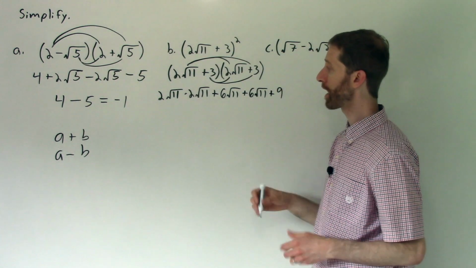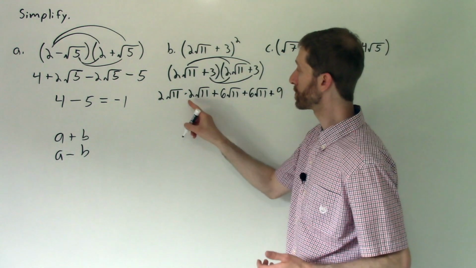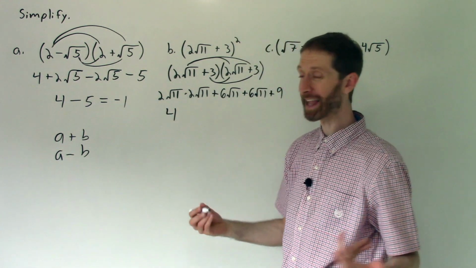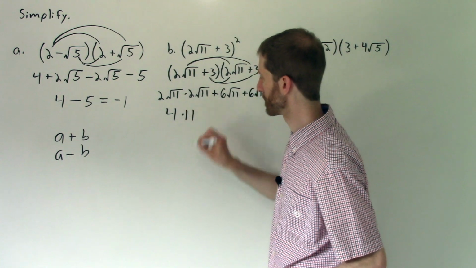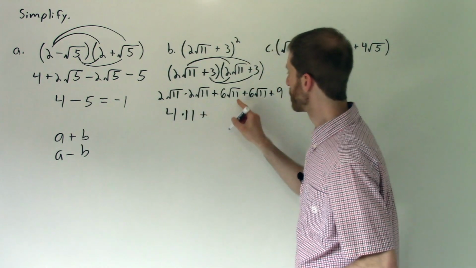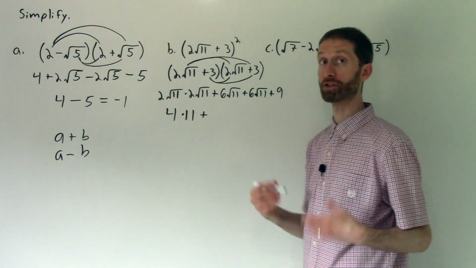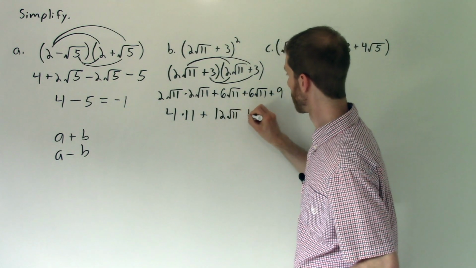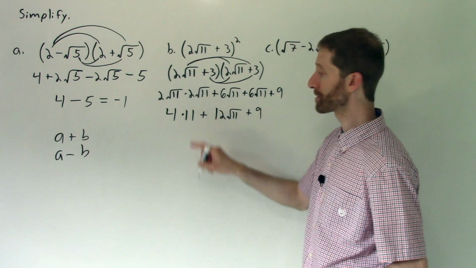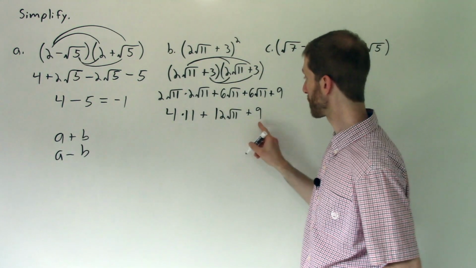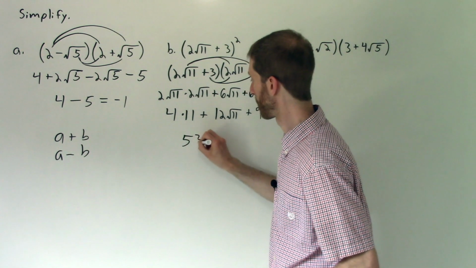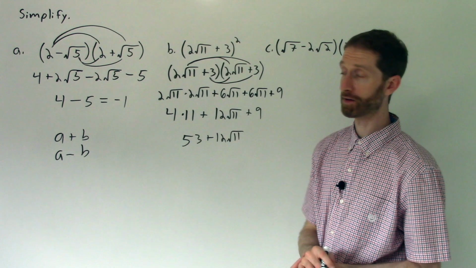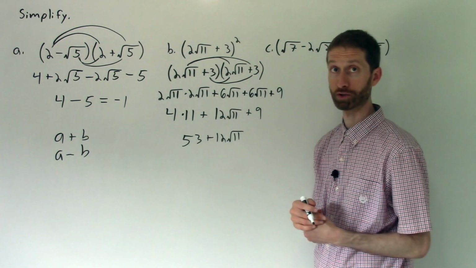Okay, so from here now, let's do a little simplification. 2 times 2 is 4. Root 11 times root 11 is 11, right? The square root of 11 squared is 11. Plus 6 root 11s plus another 6 root 11s, combining like radicals there, is 12 root 11. Plus 9. So 4 times 11 is 44, plus 9 is 53, plus 12 root 11. And we cannot simplify any further. They're certainly not like terms.